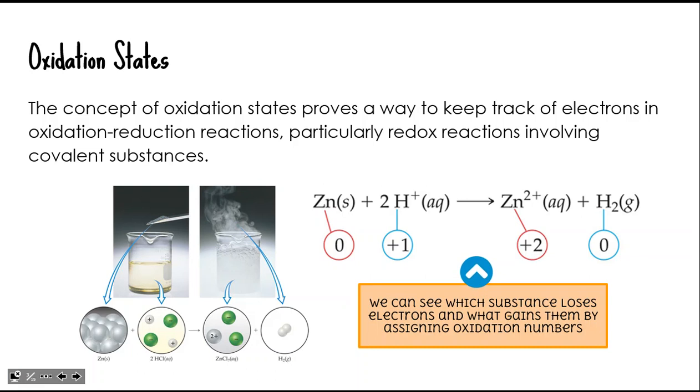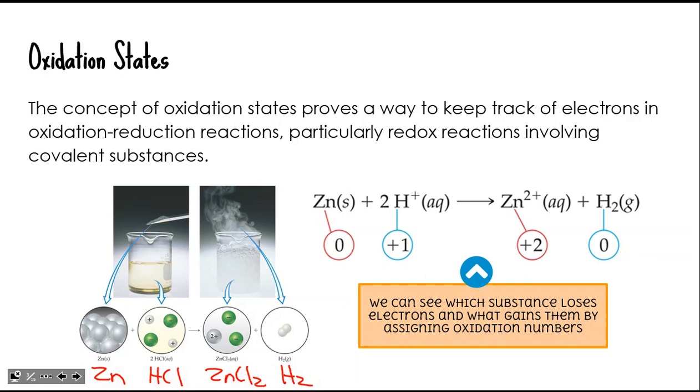This one is showing you the molecular level. This is zinc. This is hydrochloric acid. It's going to form the zinc chloride and the hydrogen gas. So we have the metal zinc reacting with the hydrogen, forming the zinc ion in solution, and then the hydrogen gas is going to bubble off.